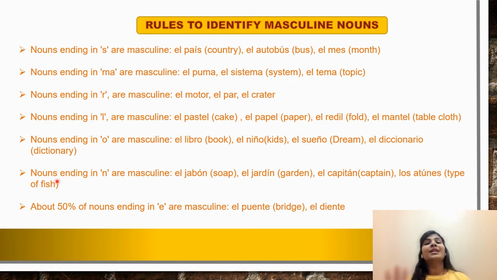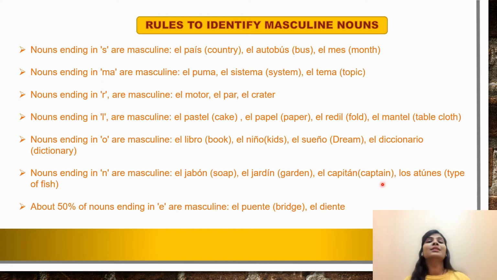Rule number 6. Nouns ending with an N are masculine. Example: el jabón, the soap; el jardín, the garden; el capitán, the captain.